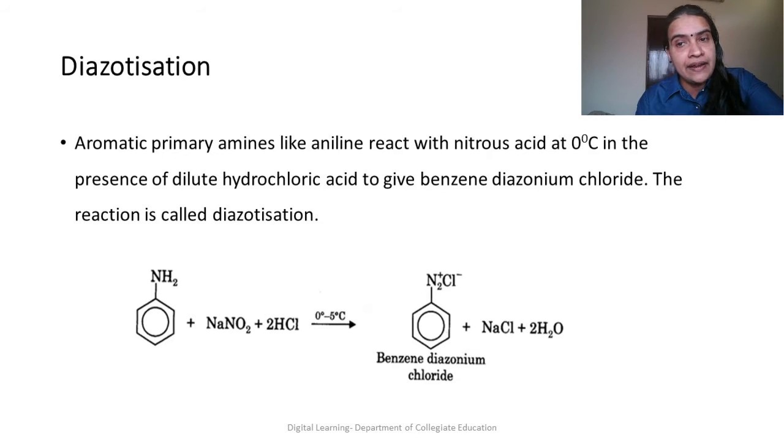As I had explained in the previous session, nitrous acid can be prepared by reacting sodium nitrite and hydrochloric acid. So, for diazotization, the reactants are aniline, NaNO2, that is sodium nitrite, and hydrochloric acid. All these reactants are made to react at 0 to 5 degrees Celsius to form benzene diazonium chloride along with the formation of NaCl and water molecule.